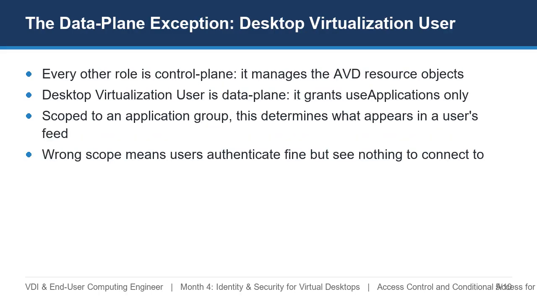Nearly every role we've covered is a control plane role, managing the resource objects themselves. Desktop Virtualization User is different. It's a data plane role granting only the use application's permission, scoped to a specific application group. This is the assignment that actually determines what shows up in an end user's feed. Get the scope wrong, and users pass authentication perfectly but see nothing to connect to.